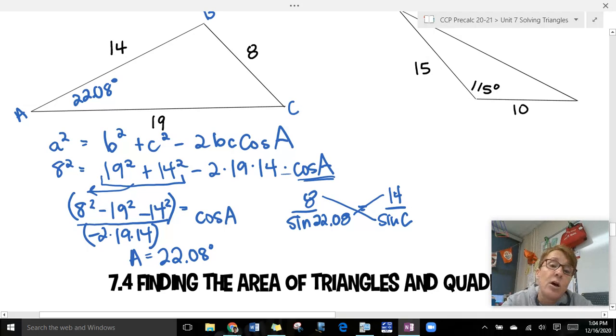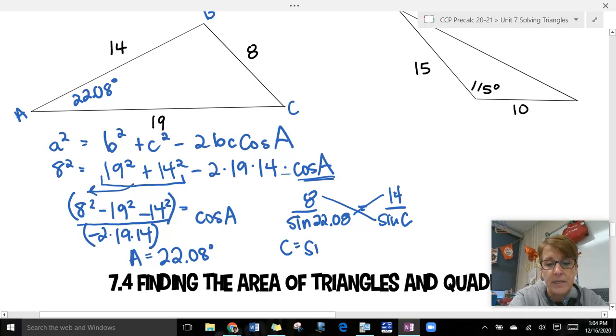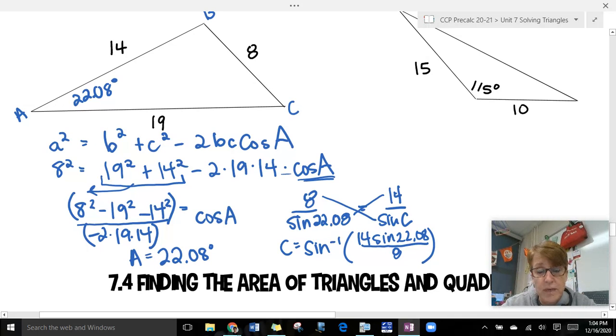I know I'm going to be solving for an angle, so I'm going to jump ahead and say, okay, it's going to be an inverse sine of 14 sine 22.08 over 8. If you need some more steps in there, please write those steps out. I'm just thinking the 14 and the sine 22.08 are going to get multiplied, the 8 and the sine C, so I'll divide over the 8. I'm just jumping ahead because I know I'm running out of space.